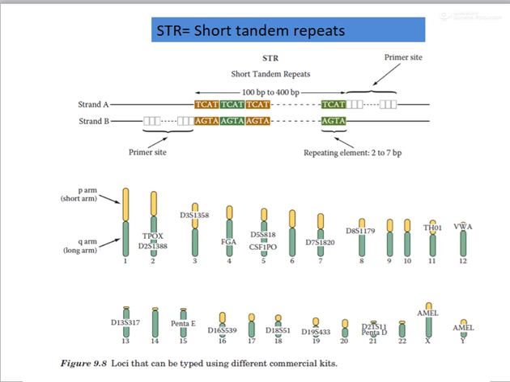So they have been found in different types of chromosomes. If you consider the 23 pairs of chromosomes, they are found at the second, third, fourth, fifth, seventh, eighth, 11th, 12th, 13th, etc. In different regions of these chromosomes, different loci have been identified where these short tandem repeats are found frequently.